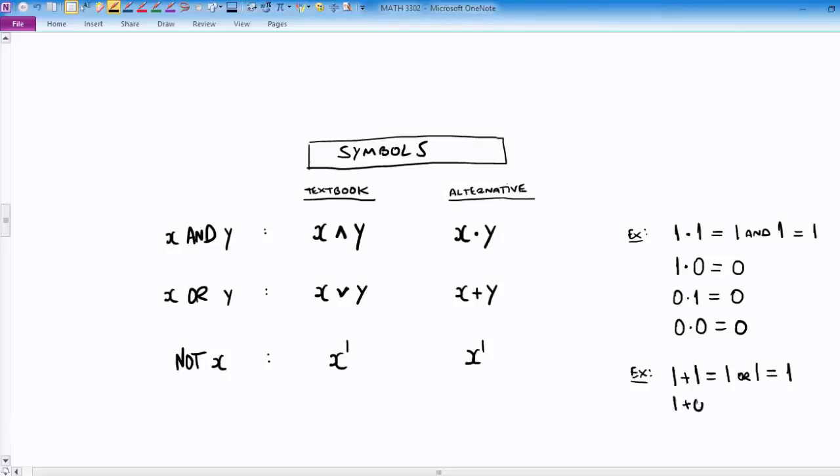Now, if we do 1 plus 0, this really means 1 or 0. That's 1. 0 or 1, that's 1. And 0 or 0 is 0. So it works pretty well, except for this first case where 1 or 1 is 1.